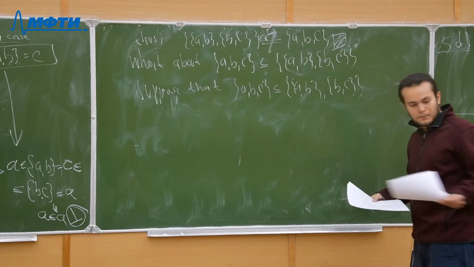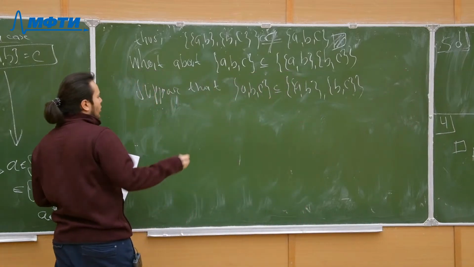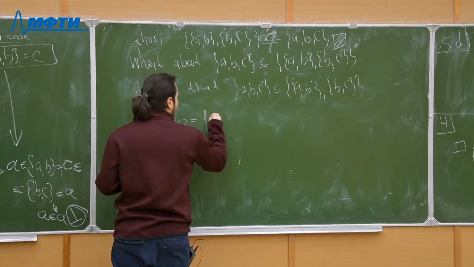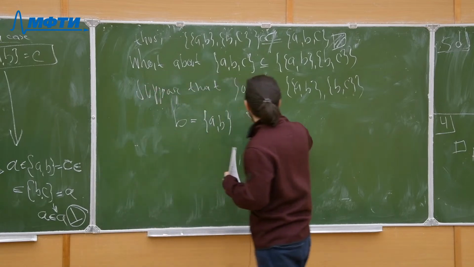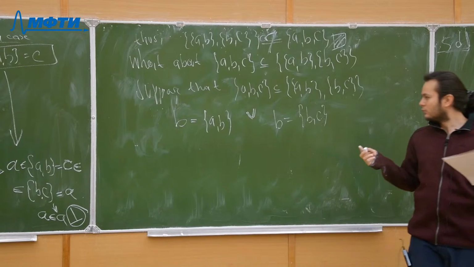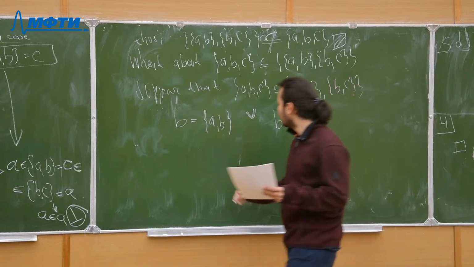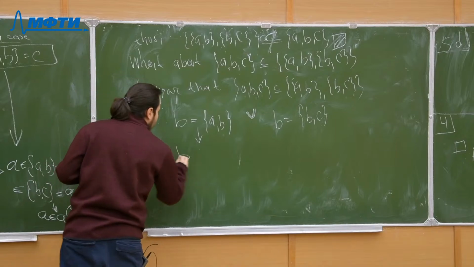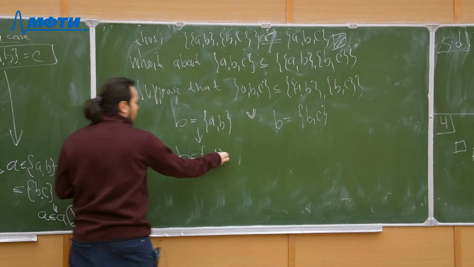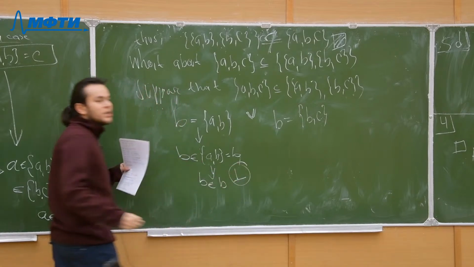But what about B, right? So let's look at B. So B has to be equal either to AB, or B has to be equal to BC, right? And what if this is true? So we know that B is an element of AB, and AB is equal to B. So we obtain that B is an element of B. So a contradiction here, right?